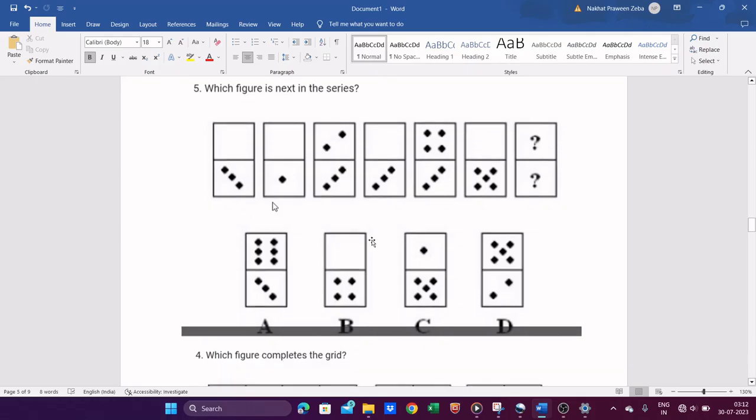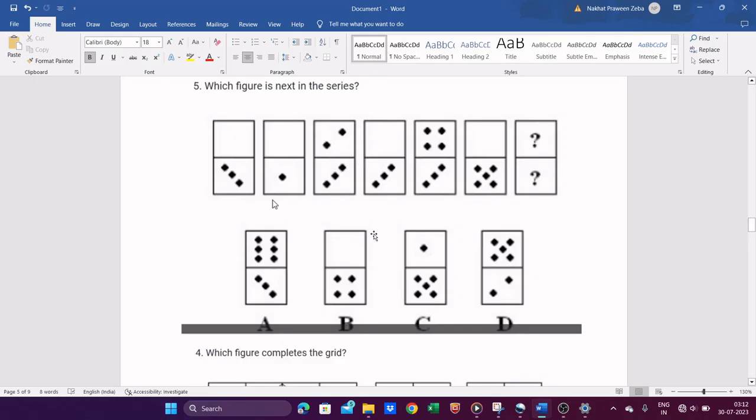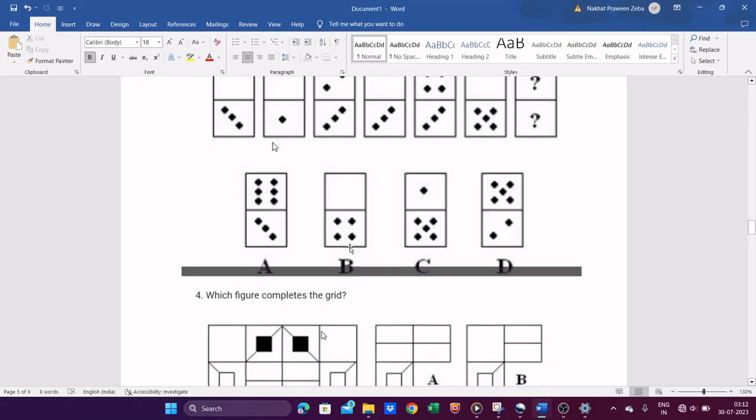I think it is B, but I'm not sure. You can check by yourself. I think I have marked B. Here one is there. This is empty. Then two is here. This is empty. And one. Then here it is four. So I think the B can be the answer. I think so. Okay, you can check it by yourself.